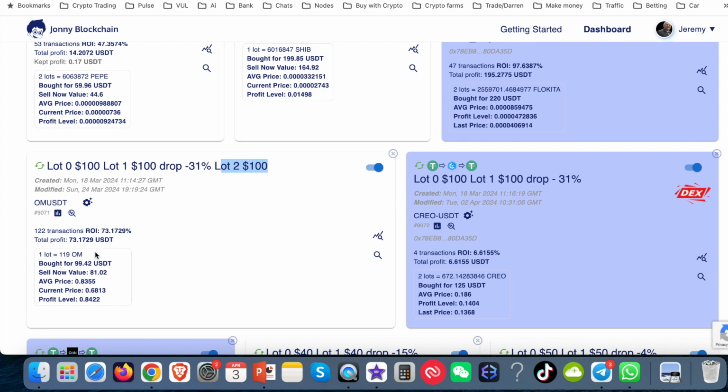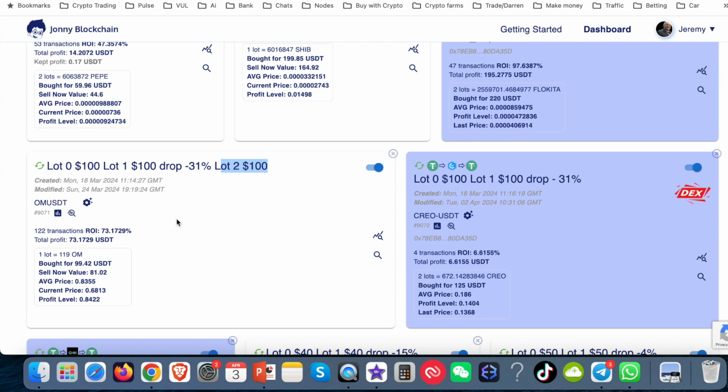But it's only got 1 lot open at the moment. It's on infinite buy because when I added this lot, it sprung into life and it started to sell again. But now the price is moving up. You see, current price is at 0.68. It needs to get to the profit level of 0.84. So again, this token, I would not sell it early. I'll just sit and wait.